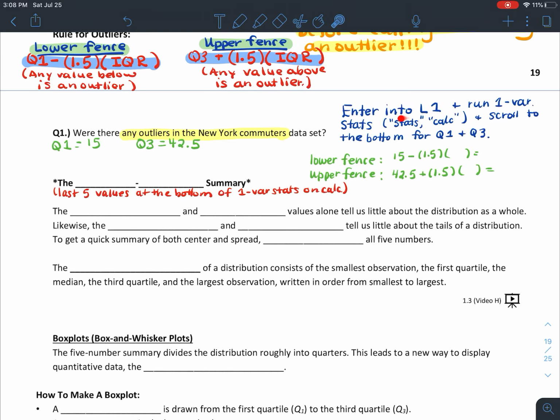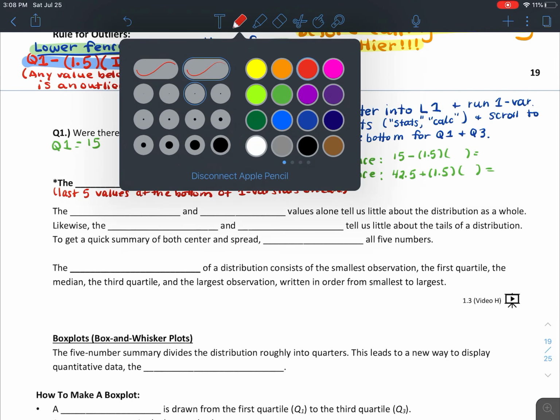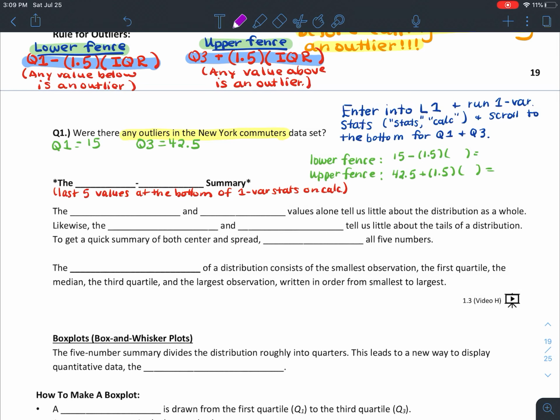I'm saying enter it into L1, run one variable stats, by pressing stat, calculate, scroll all the way to the bottom and grab the Q1 and Q3 values. These are the two values that should be showing up on your calculator screen. The first thing we need to figure out is the interquartile range. That's Q3 minus Q1, which is 42.5 minus 15.